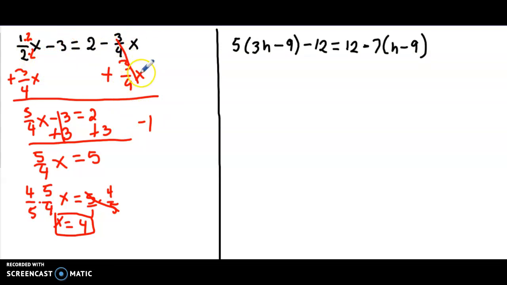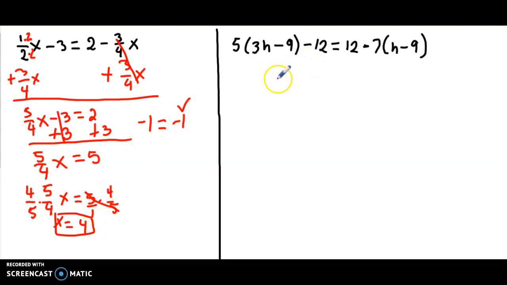Let me check the right side. If I put 4 here, these two 4s will go because 4 on the top and 4 on the bottom cancel out. So I really have 2 minus 3, which is -1. So I'm getting -1 equals -1, which is true. So that tells me that I'm correct.